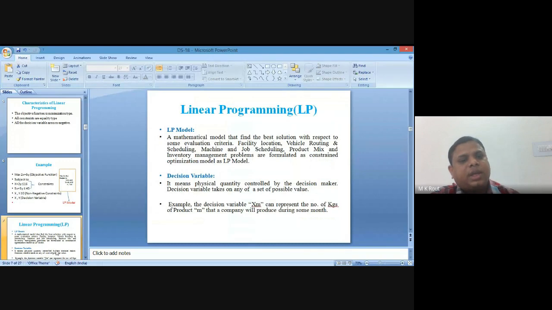A linear programming model is a mathematical model that finds the best solution with respect to some evaluation criteria. First one is facility locations, vehicle routing and scheduling, machine and job scheduling, product mix and inventory management problems, which are formulated as constrained optimization models, as linear programming models. These are the key areas as far as your company or any kind of industry is concerned.